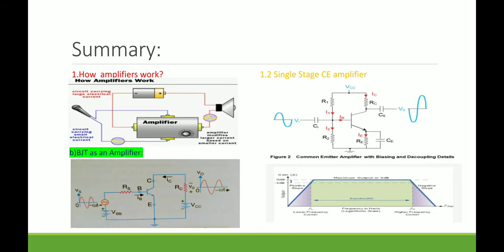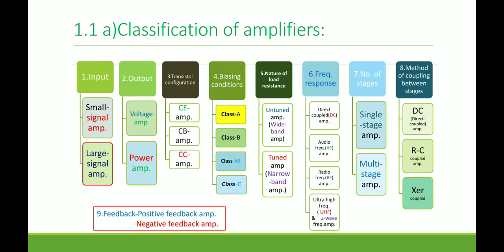Okay, so what we learned in this presentation: what is an amplifier, how an amplifier works, then how amplification is done using a BJT, or BJT as an amplifier, then the single stage CE amplifier, we saw how to calculate the current gain, voltage gain, power gain, and the bandwidth, and obviously the classification, we saw the different types of classification bases, and in particular based on the biasing conditions, the operating Q point, the class A, B, AB and class C.